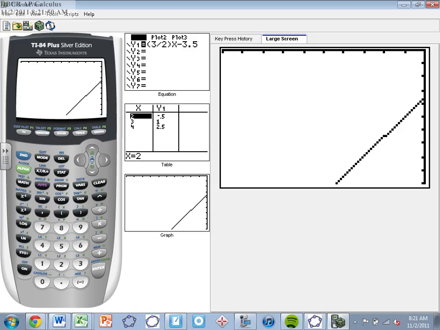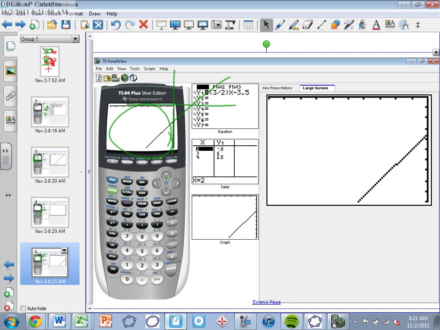Okay, let's look at one more example. Before we do that though, let's define a term that we're going to use.